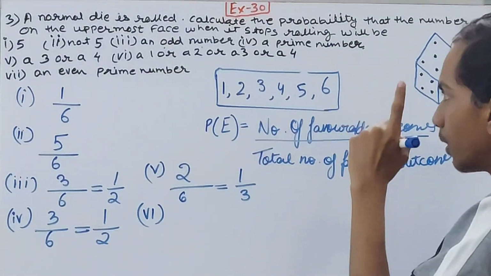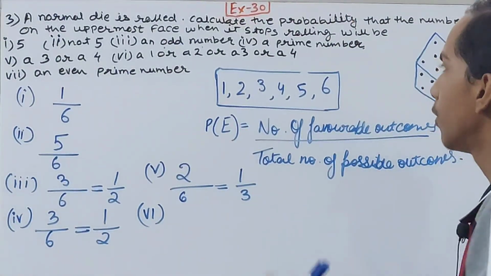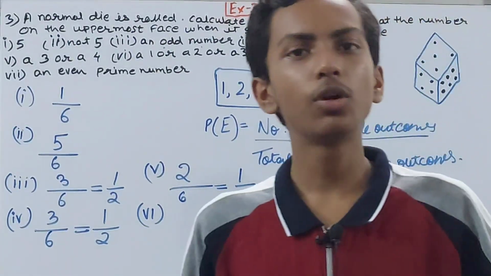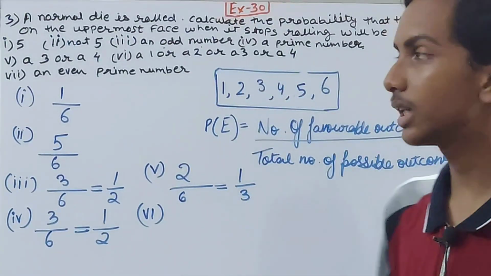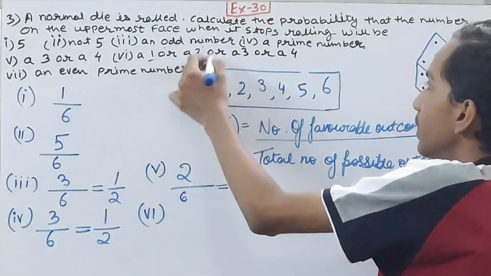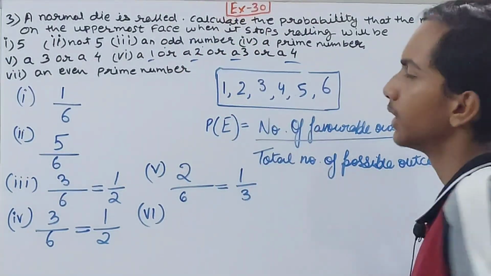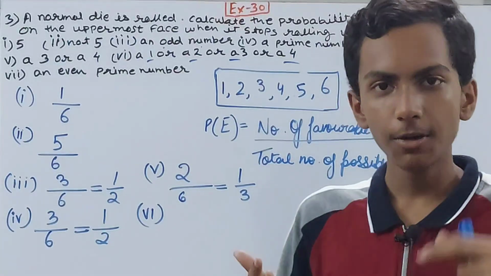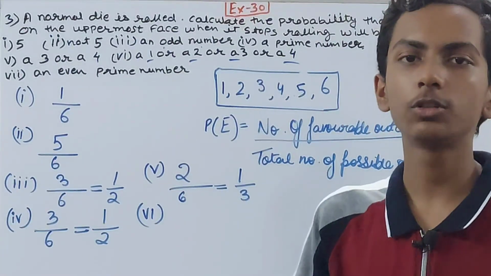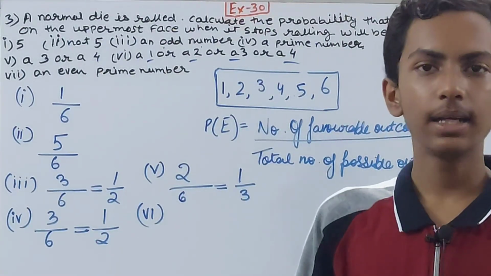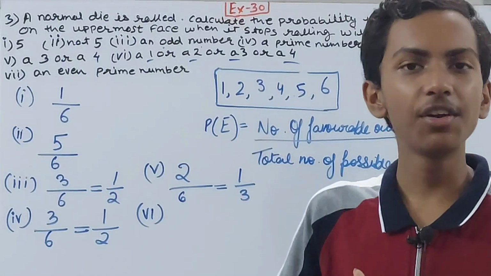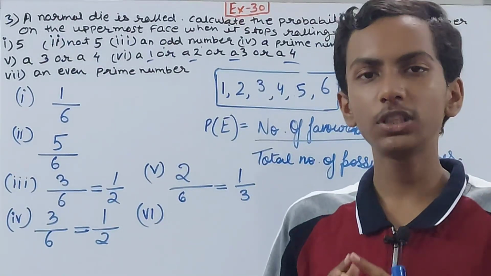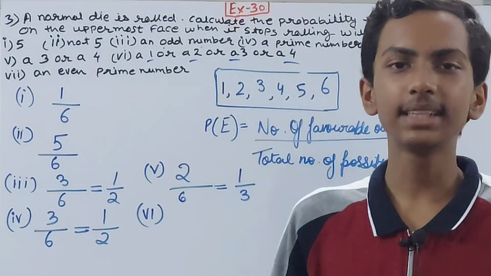a 1 or a 2 or a 3 or a 4. So again it's just like the previous part, only here more numbers are given to you. How many digits are given? See, 1 is given, 2 is given, 3 is given and 4 is given. So total 4 digits or 4 numbers are given to you. When these 4 are given to you, the favorable outcomes also become 4. Okay, and the possible outcomes will remain the same, that is 6.